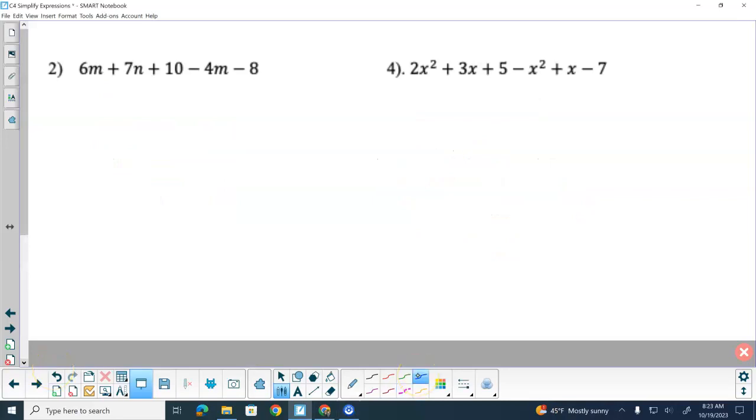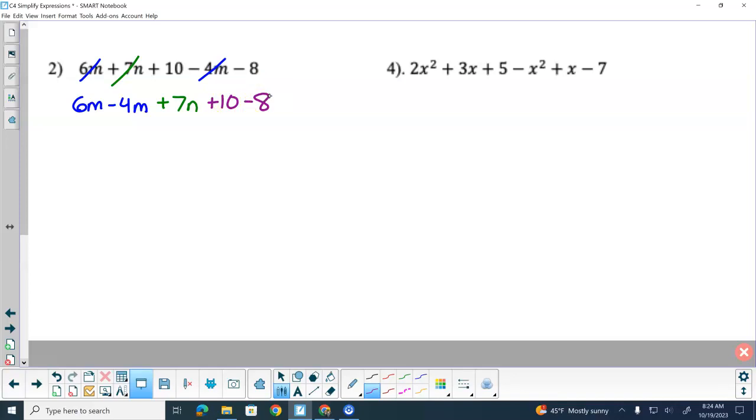Okay, so we've got a 6m and we've got a negative 4m. That's these two. Another way of doing it is you can cross them out after you rewrite them. So then we've got plus 7n, but I've got no other n terms to go along with it, so that one's there. And then we've got plus 10 minus 8, because constants are the same.